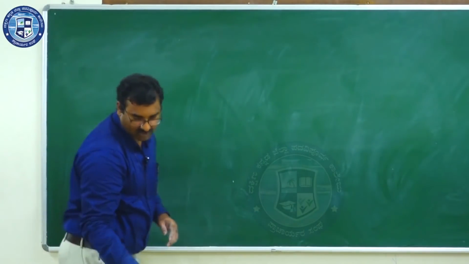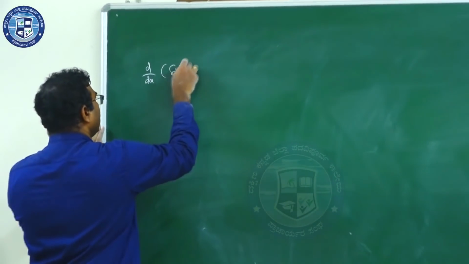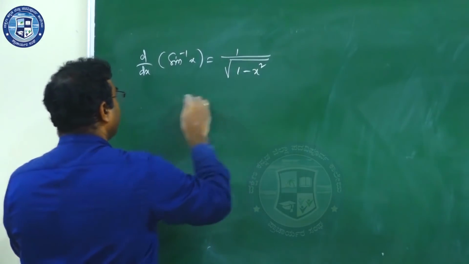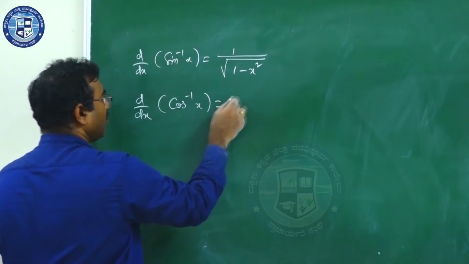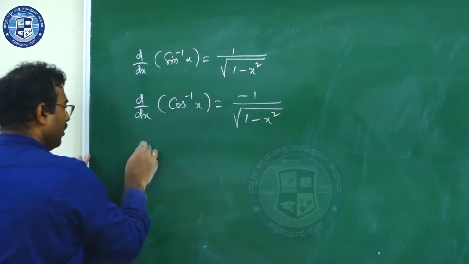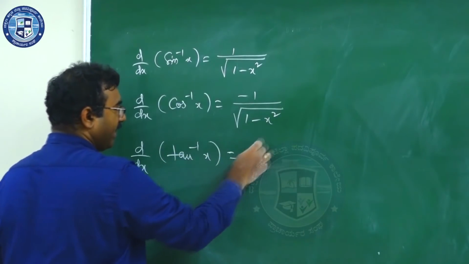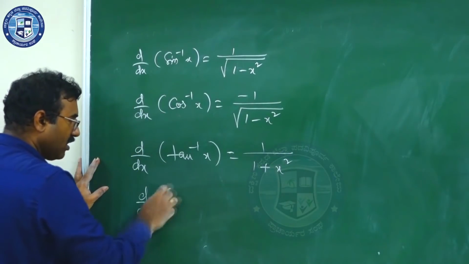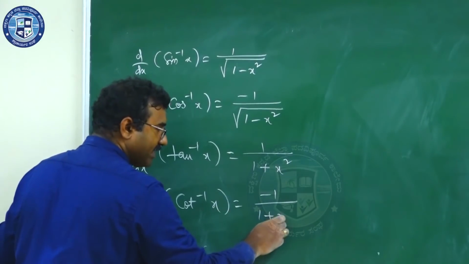So d by dx of sine inverse x is equal to 1 by square root of 1 minus x square. d by dx of cos inverse x is equal to minus 1 by square root of 1 minus x square. d by dx of tan inverse x is equal to 1 by 1 plus x square. d by dx of cot inverse x is equal to minus 1 by 1 plus x square.